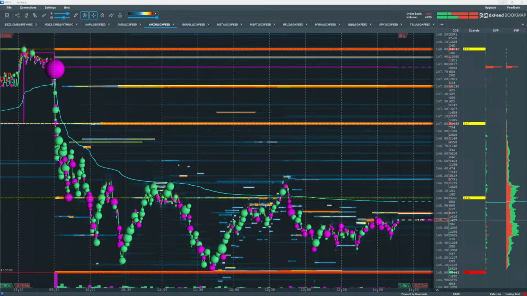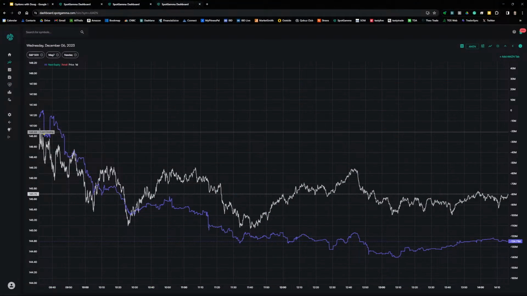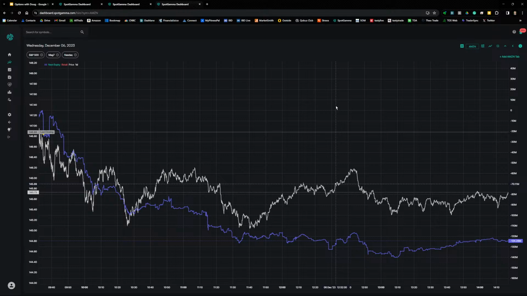All right, so traders taking negative delta positions in Amazon. Let's go back to Hero. So when traders take negative delta positions in a stock, when they sell calls and buy puts, market makers take the opposite side of those trades, and they have to sell stock to hedge their delta exposure. So a pretty clear read here for Amazon.